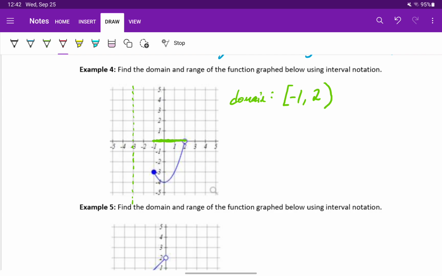To identify the range, similarly, we'll look at our y values, where our curve exists. So in this case, our range would go from a closed bracket -4 up to 0 with an open bracket or a rounded parenthesis. So the smallest y value that our curve hits is -4. The largest y value that it doesn't quite hit but approaches is 0 because of that open circle. So our interval is indicating all values between -4 and 0 with -4 included.